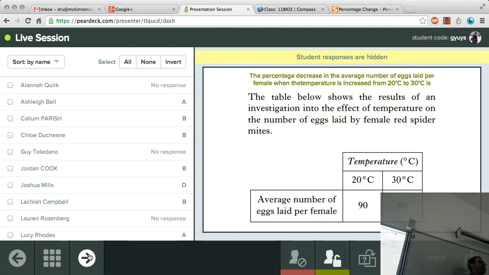Remember, exam conditions. You don't sit and giggle during exam conditions. The temperature decreased. Yes, a decrease, because it went from 90 down to 60. That's a decrease. What do you do after you've chosen? Just leave it.